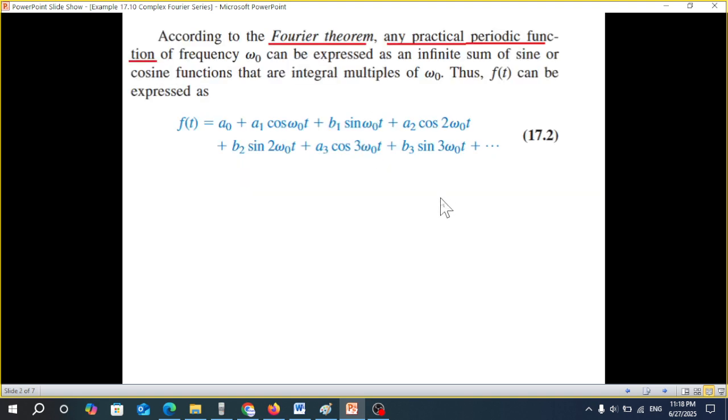Now, I hope you are familiar with the Fourier theorem. This is a very interesting theorem. The main theme is that any practical periodic function of frequency can be expressed as an infinite sum of sine or cosine functions. That means any signal can be constructed by adding sine and cosine terms of different frequencies.